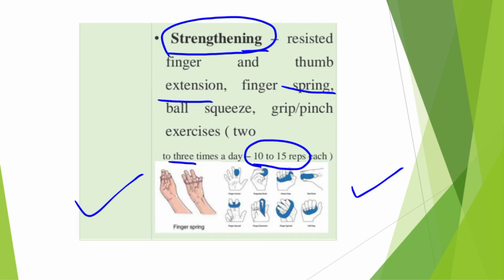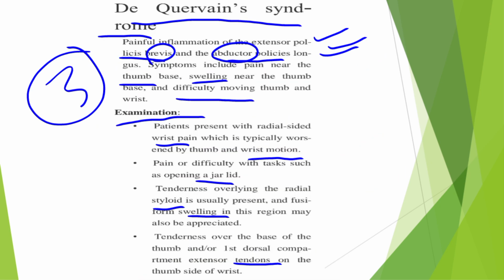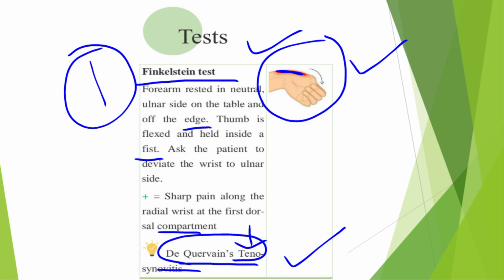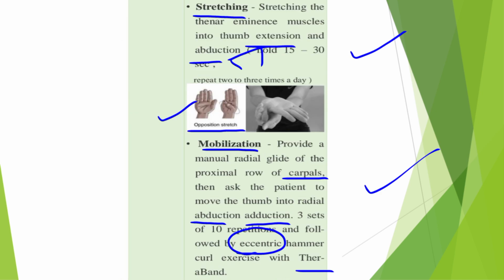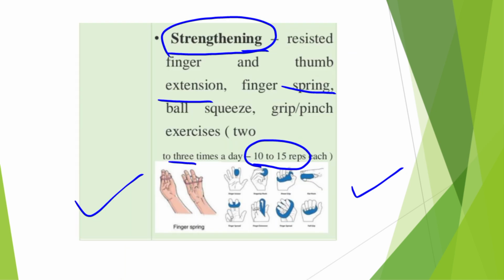We read in this lecture De Quervain syndrome. First we went over the definition. This is very important: extensor pollicis brevis and abductor pollicis longus, these two tendons are involved and inflamed. In this condition, the patient feels difficulty in movement. The only test we do is the Finkelstein test, and we have rehabilitation for this. First we go for icing and heating, massage therapy, stretching, mobilization, and last we go for strengthening. This is the last, always the last goal.